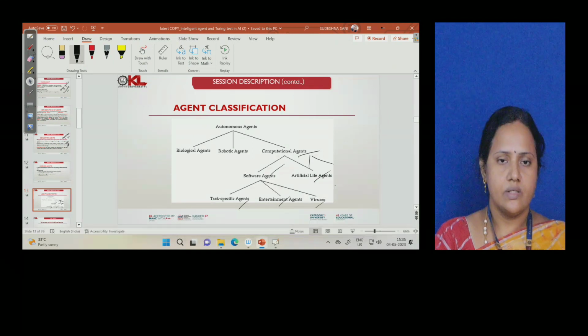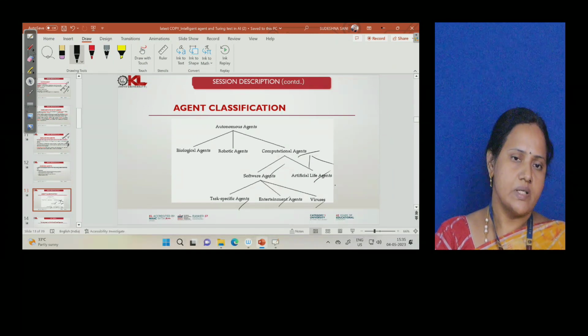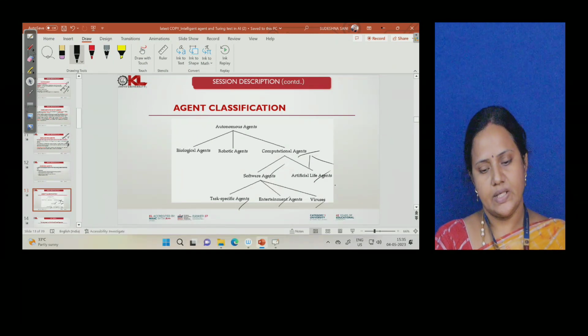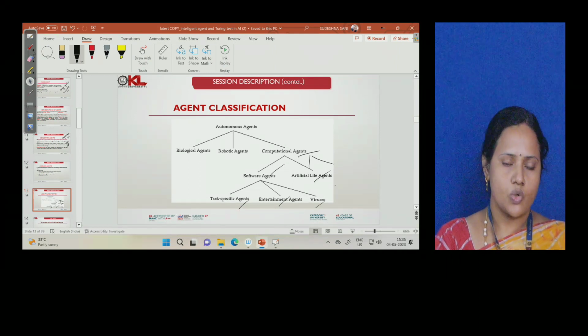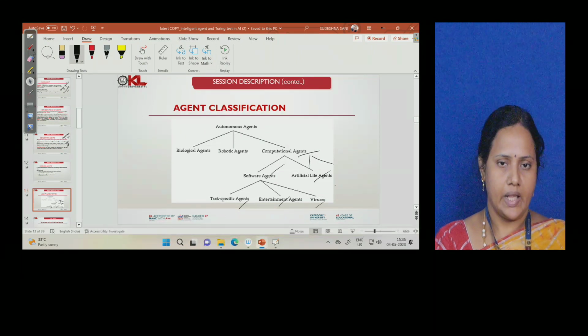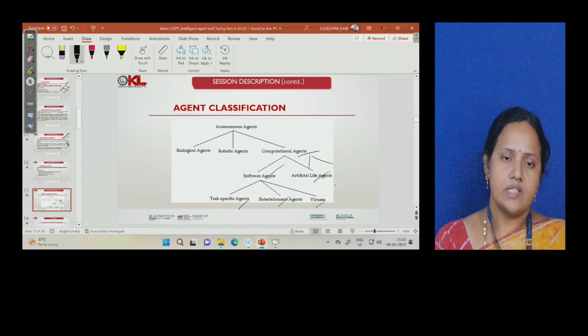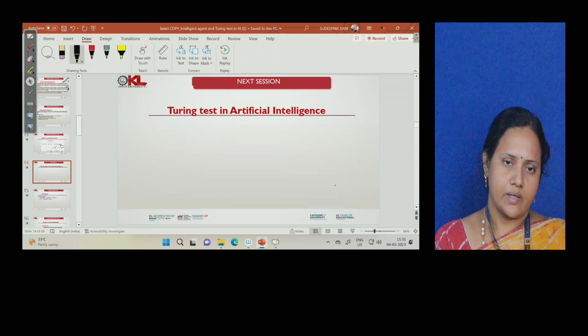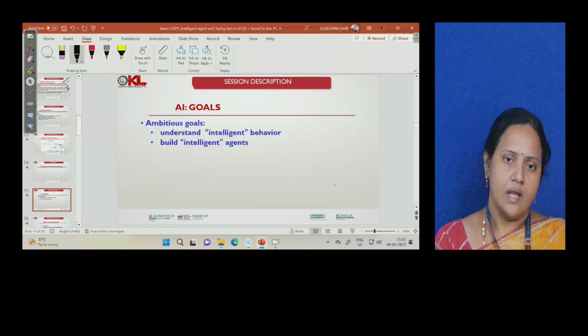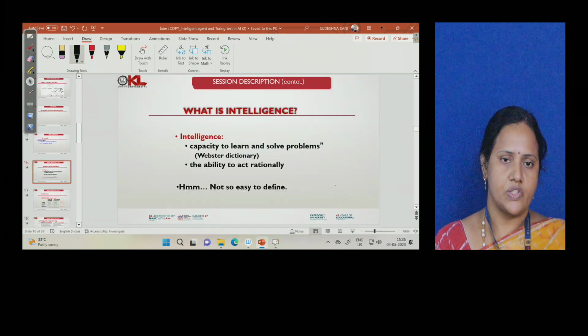Okay, in session 2, the first 15 or 20 minutes will deal with the agent, right? For the next 15 or 20 minutes, the next topic is the various other views and perspectives of AI, artificial intelligence, right? Specifically, though they have told it is like the Turing test in artificial intelligence, it is not a separate topic as such, right?